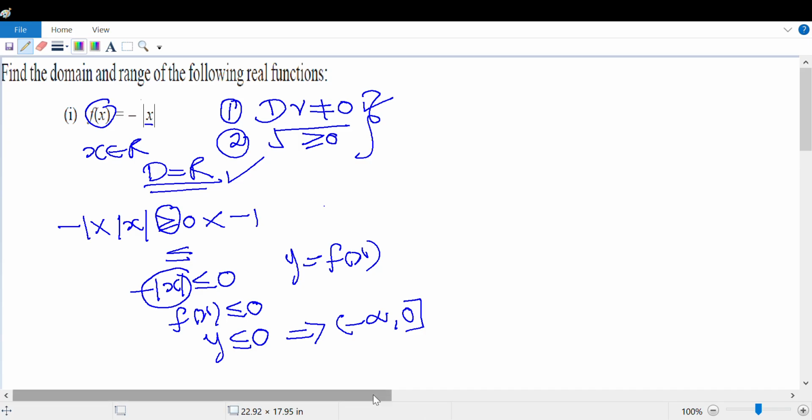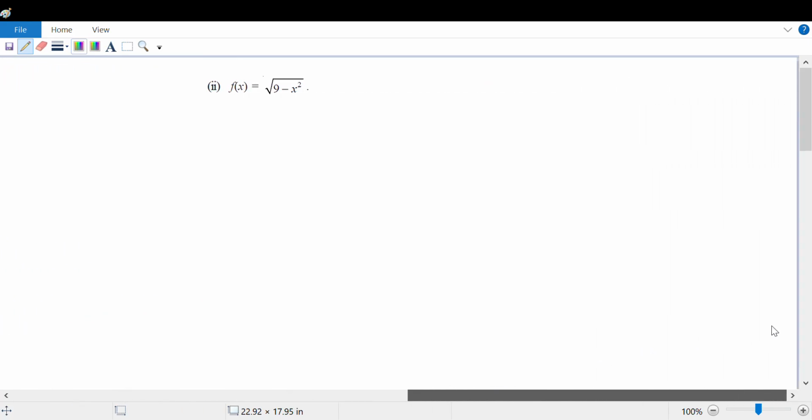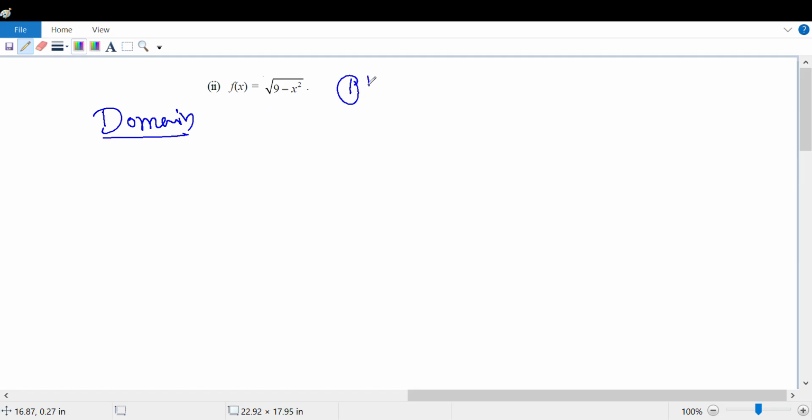Similarly, we have another question here. f of x is equal to root of 9 minus x square. For finding the domain here, as I already told you, normally we will have two constraints: one is the denominator, the second is the square root. We know very well that a negative number should not be inside the square root. If it is a negative number inside the square root, that will be treated as a complex number, but we are dealing with real functions.